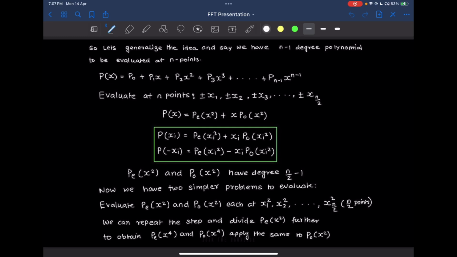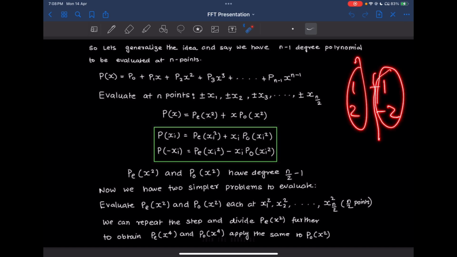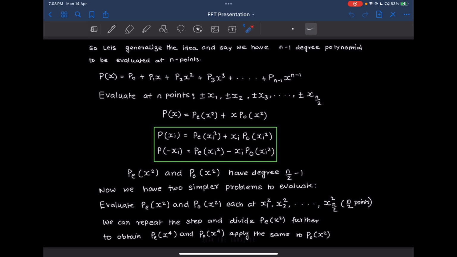So let's generalize the idea and say we have an n minus 1 degree polynomial to be evaluated at n points, right? Those n points are obviously going to be positive-negative paired. So you actually need to evaluate the polynomial at just n by 2 points, and the other n by 2 points would be the negative values of those, like 1, minus 1, 2, minus 2. You just evaluate this half, and the value for the negative half is obtained automatically due to the special properties of even functions and odd functions.